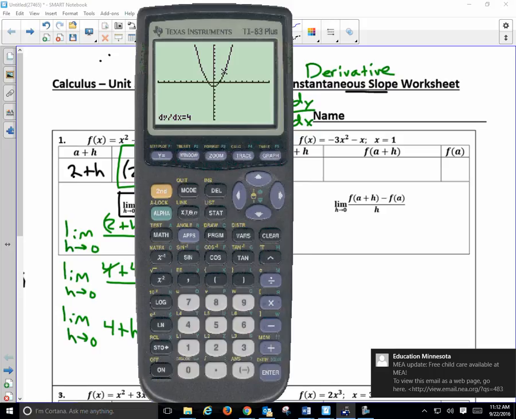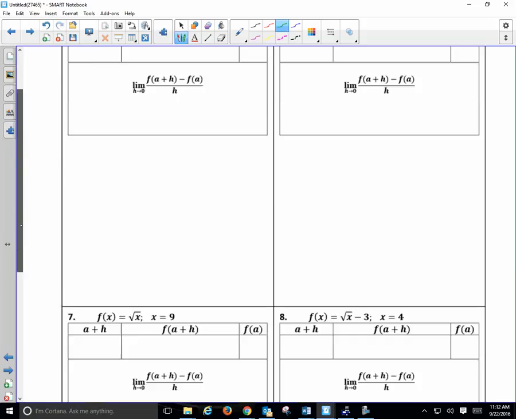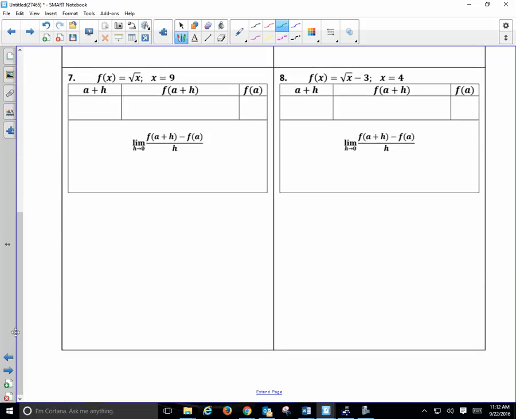So the fact is that we got to be able to do the challenging stuff, that we understand the background and the basis for it. So let's look at number 8. What could a plus h be for number 8?